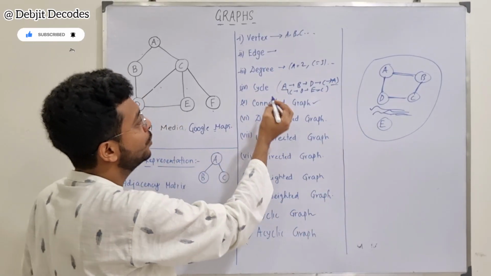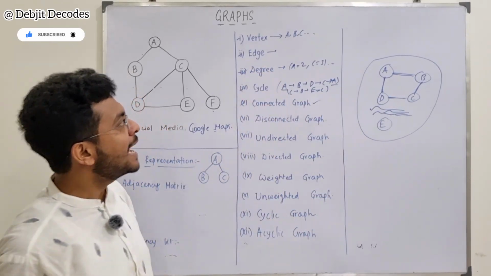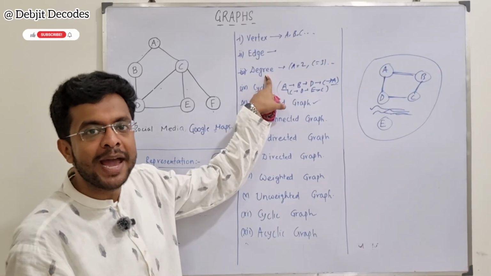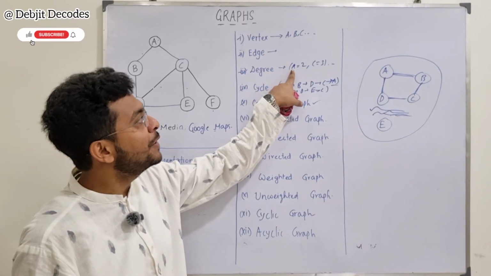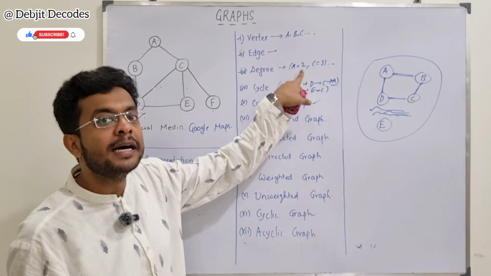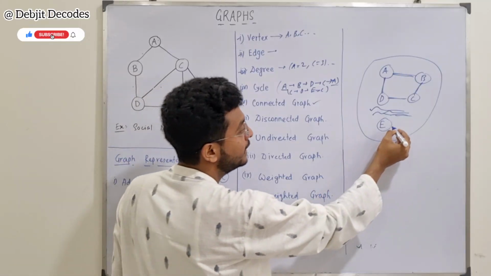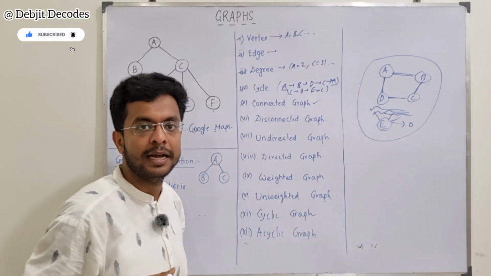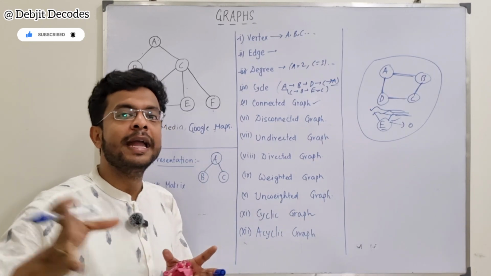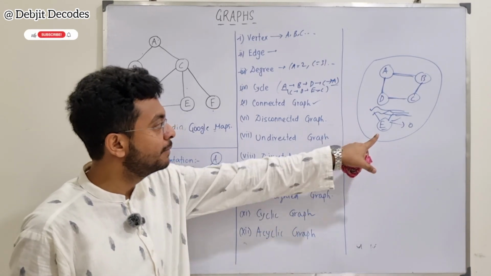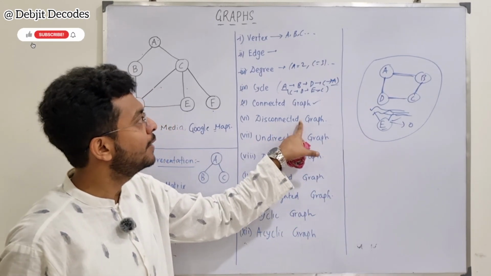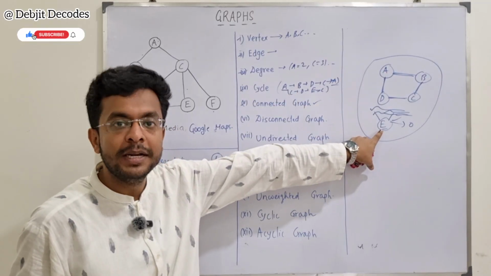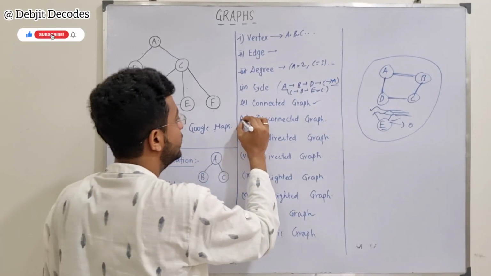Now I am going back to degree. As I talked about just 2 minutes back, can the degree of a vertex be 0? The answer is yes, because here the degree of E is 0. It does not have any edge associated with it. It is not connecting to anything directly. So this is the meaning of a disconnected graph, and that's why there can be a degree of 0.